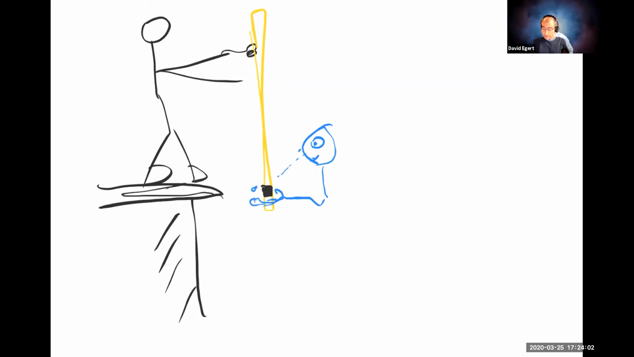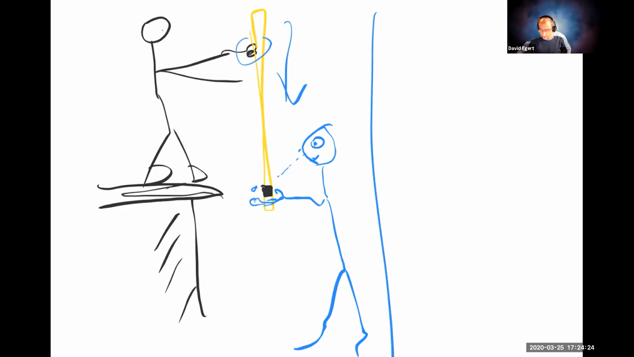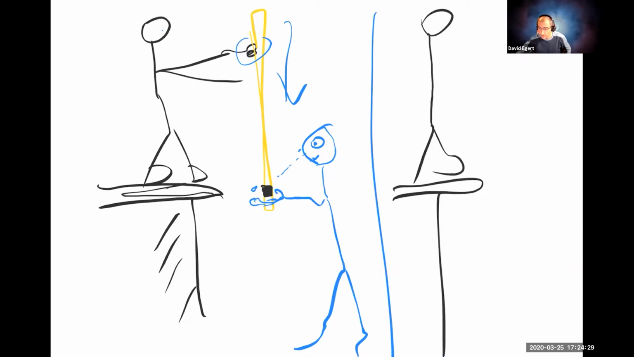Again, you don't want to actually be touching it, because if you're touching it, it's no longer a visual stimulus. It's now tactile, right? You're going to actually feel it. So basically, this person here is going to drop the stick. The stick will drop, and this person here will grab the stick.